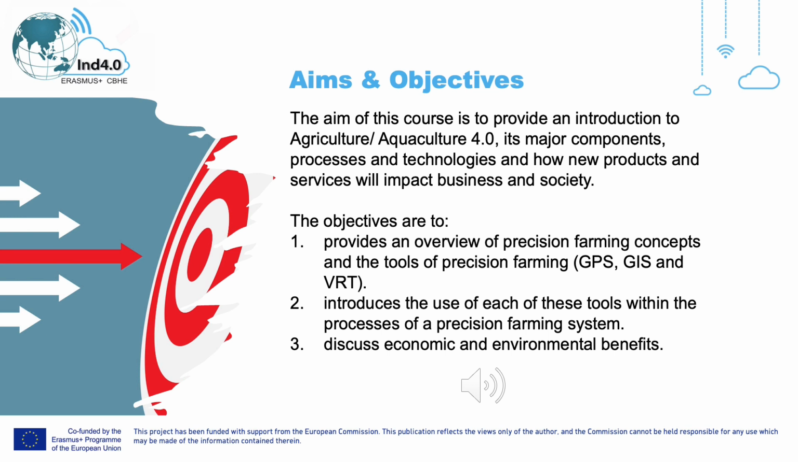There are 3 objectives. Number 1, it provides an overview of precision farming concepts and the tools of precision farming that include GPS, GIS, and VRT. Secondly, it introduces the use of each of these tools within the processes of a precision farming system. And thirdly, it discusses economic and environmental benefits.